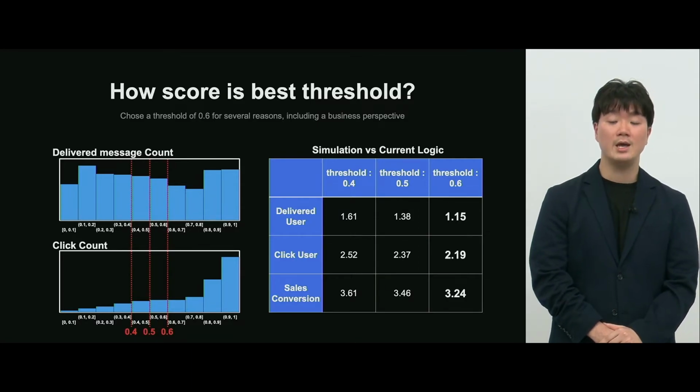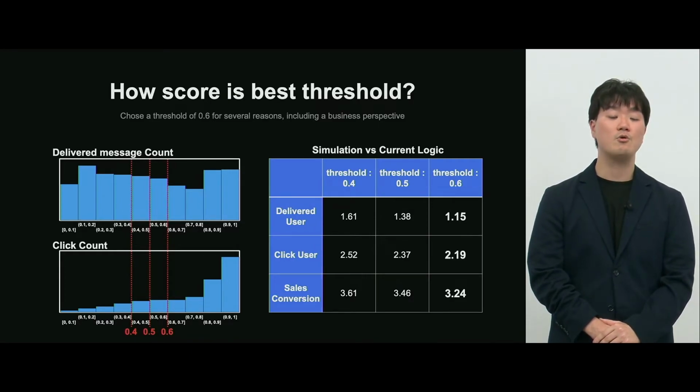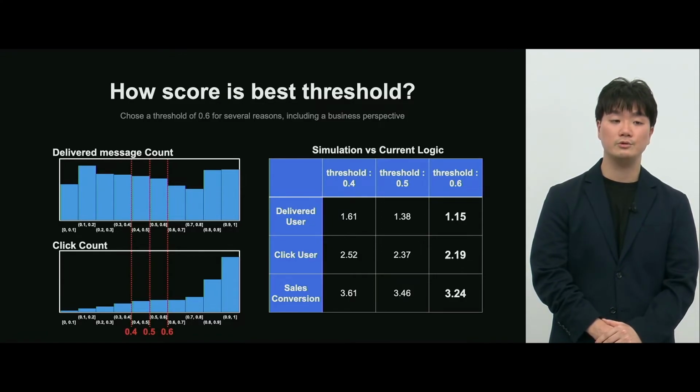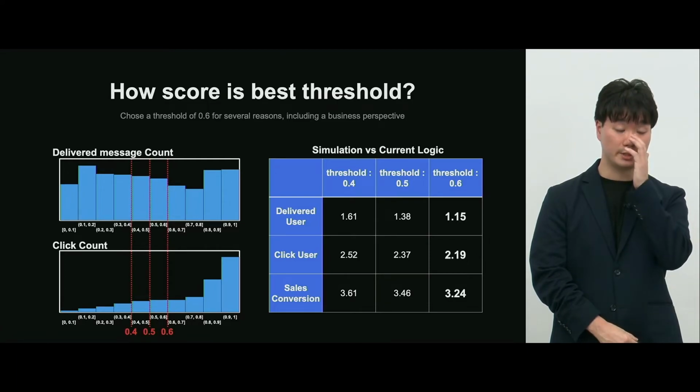So, based on these simulations and taking business judgment into account, we decided to use approximately 80 as the maximum number of clicks that could be obtained, and the threshold for that would be 0.6. That's what we are going to use.